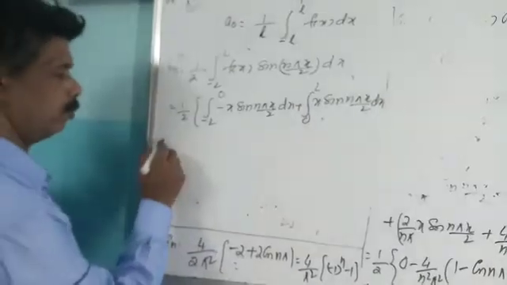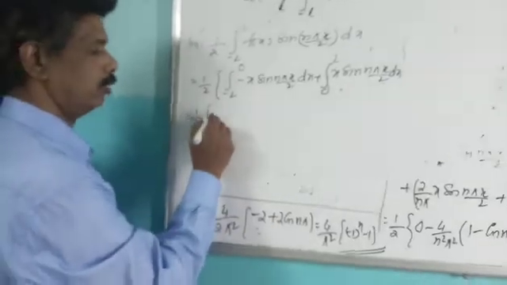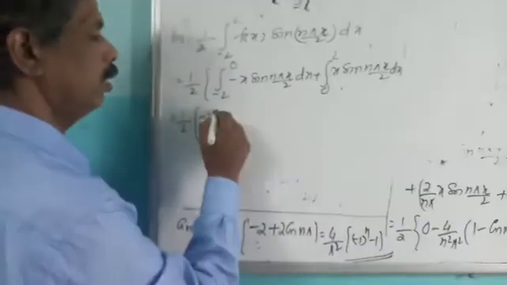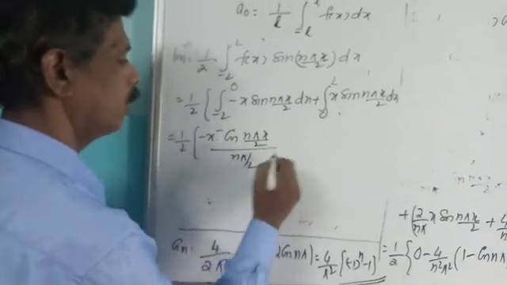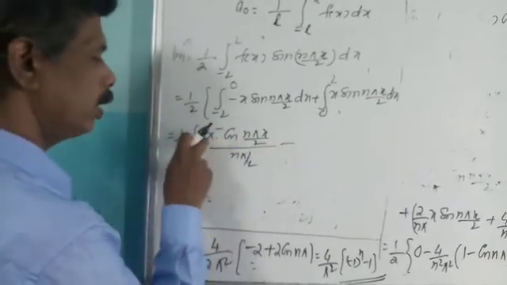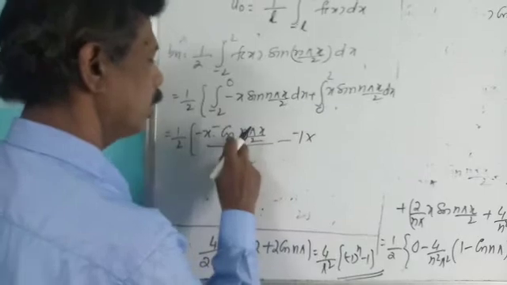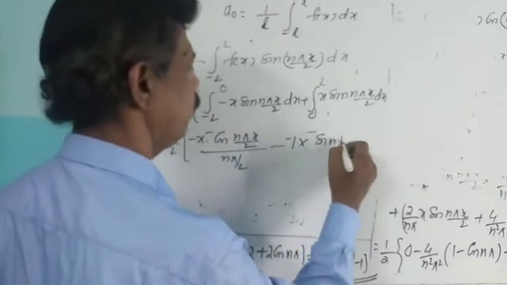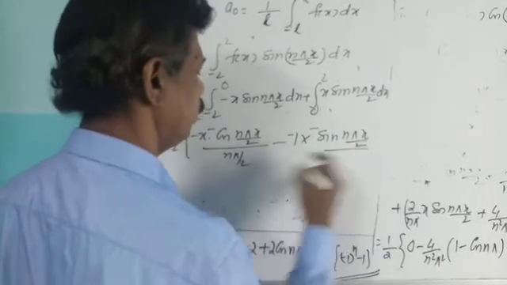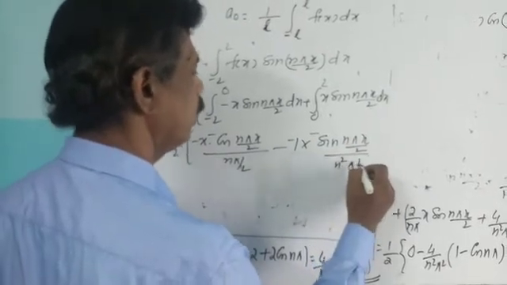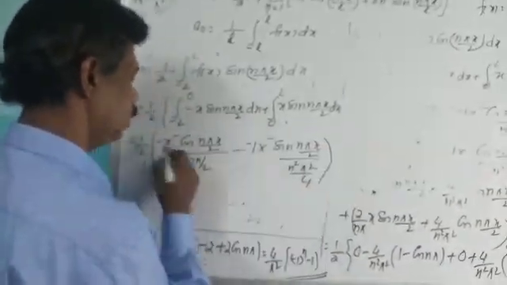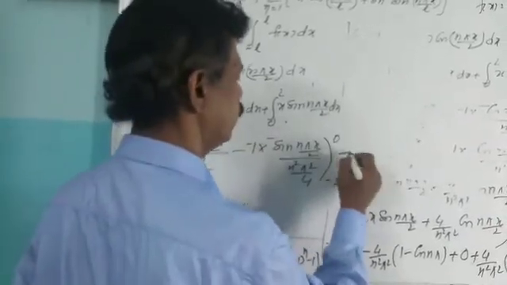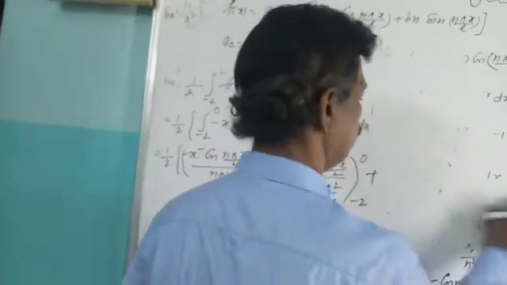Okay, first function into integral of second. First, 1 by 2 as a common term. First term, minus x into integral of the second, the integral of sine is minus cos n pi x by 2 divided by n pi by 2. Okay, minus, integral of minus, derivative of this one, minus 1, the integral of this is minus sin n pi x by 2 divided by n pi by 2. Therefore, this becomes n square pi square by 4. And next, plus derivative of minus 1 is 0, so the integration is over. So we write limit minus 2 to 0. This integration is known as tabular integration by parts.